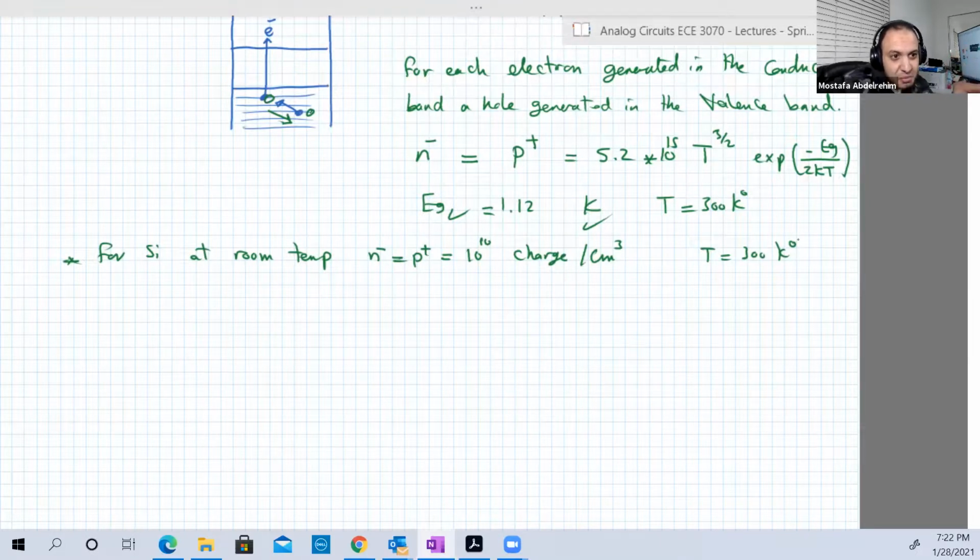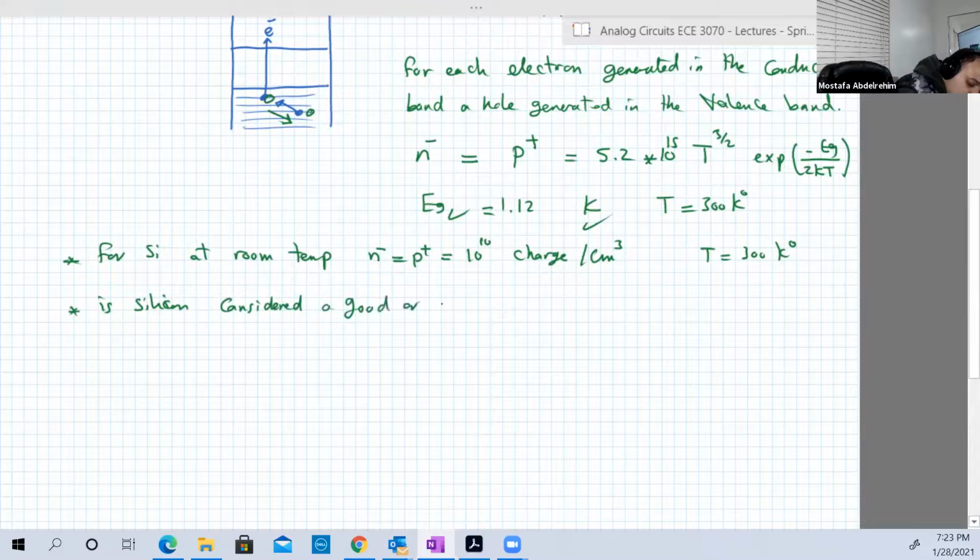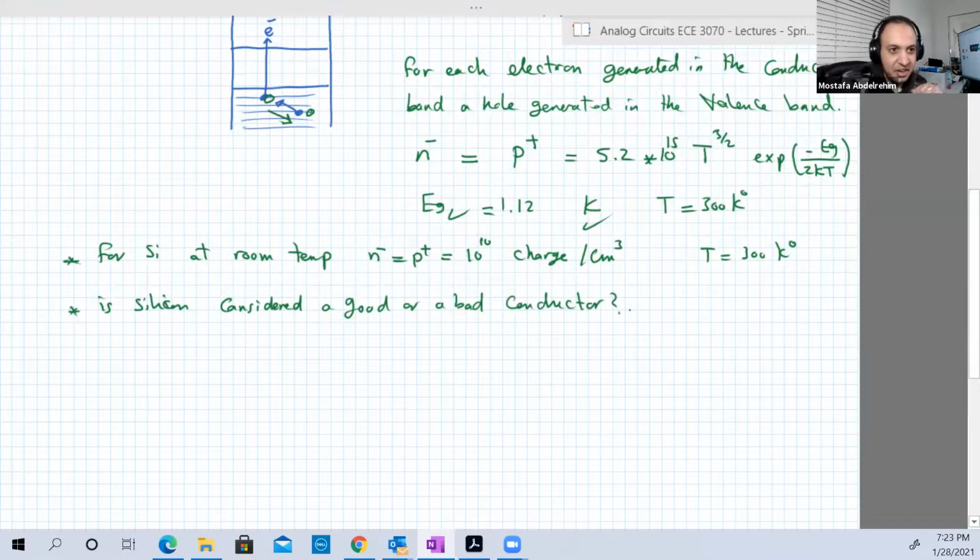So based on that number, is silicon considered a good or a bad conductor? You have 5 seconds again. 1, 2, 3, 4, 5. It's a poor one. Okay.